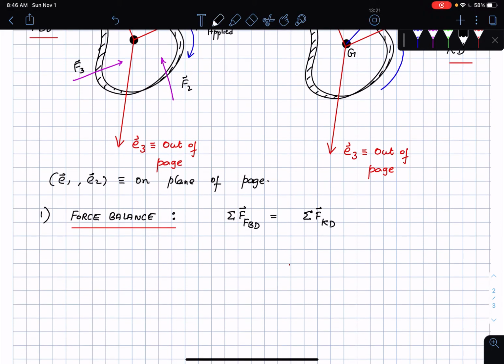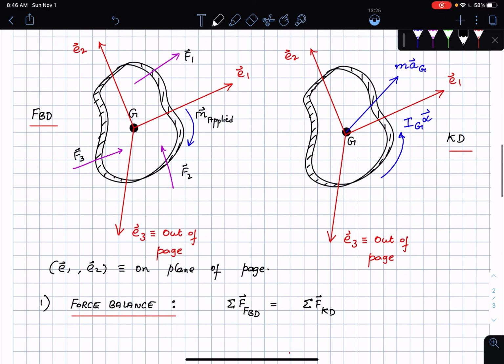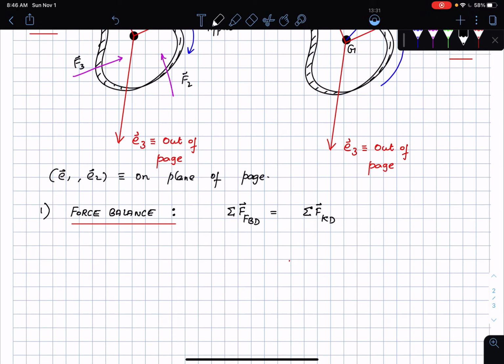Then the kinetic diagram, if you look at it, what is the force? It's mass times acceleration due to gravity, right? That's the only force acting on the kinetic diagram. So I can actually simplify this and say that the sum of all the forces on the free body diagram is equal to mass times acceleration of the center of mass. So this is one of the key equations. This is actually Newton's law as applied to the center of mass.